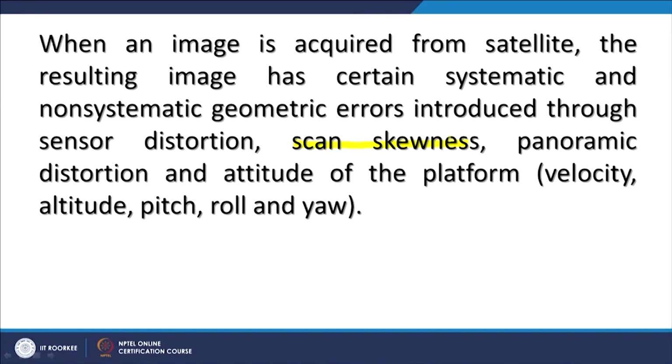This is more prevalent in satellite images, maybe panoramic distortions if the drone or satellite is at a very high altitude of the platform. This reason may be less in the case of satellites, but it is more in the case of drones, like change in velocity of the drone, the change in altitude of the drone while the image or data is being acquired, then the pitch, roll and yaw. These three we will also see what they are.